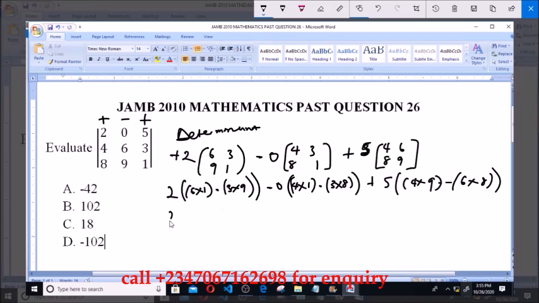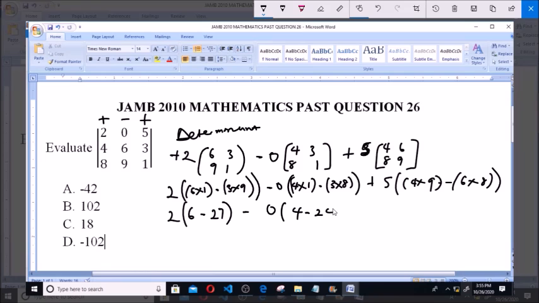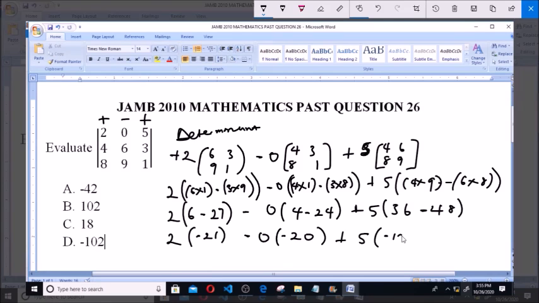Now from this we'll have 2 into 6 minus 27, minus 0 into 4 minus 24, plus 5 into 36 minus 48. Now this will give us what? 2 into minus 21, minus 0 into minus 20, plus 5 into minus 12.